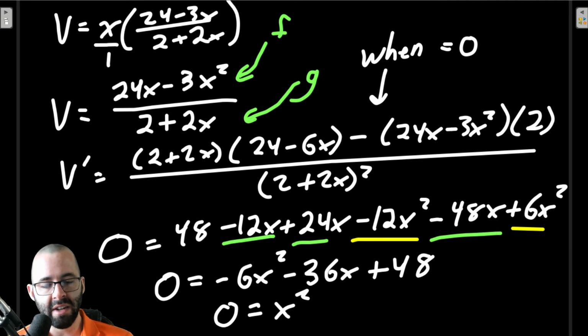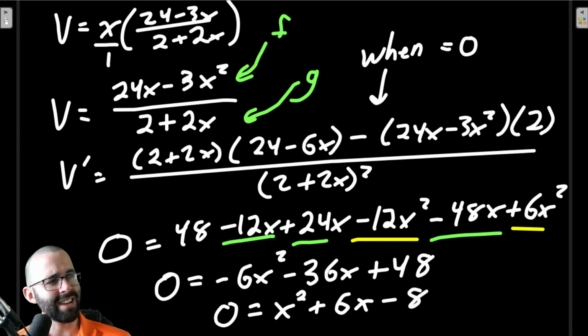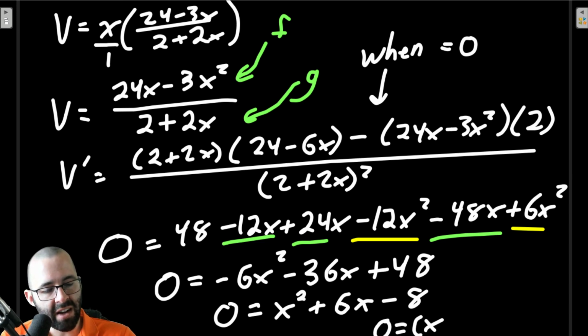That makes this positive x squared. Divide by negative 6, positive 6x. Divide by negative 6, minus 8. Ooh, this looks kind of nice. This is a nice little factoring problem. We need two things that multiply to negative 8 that add to 6. We're going to have x plus 8.